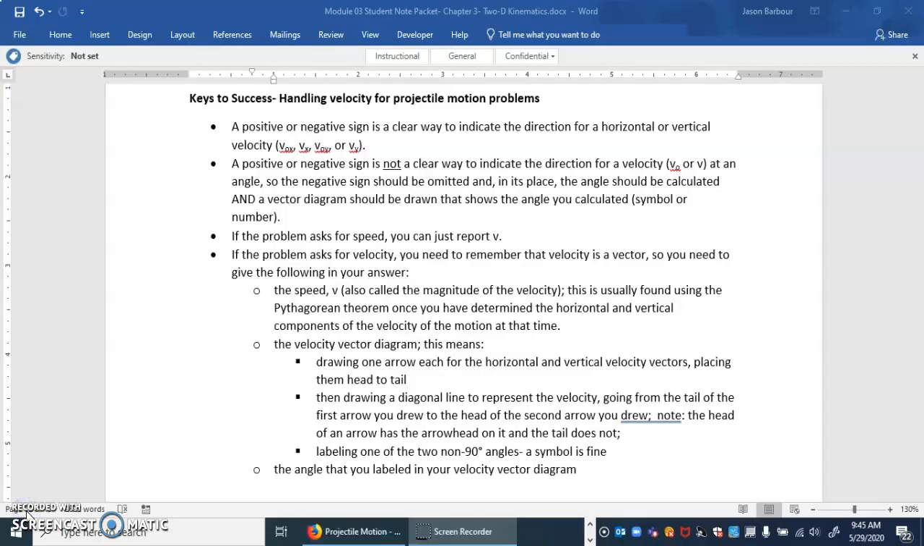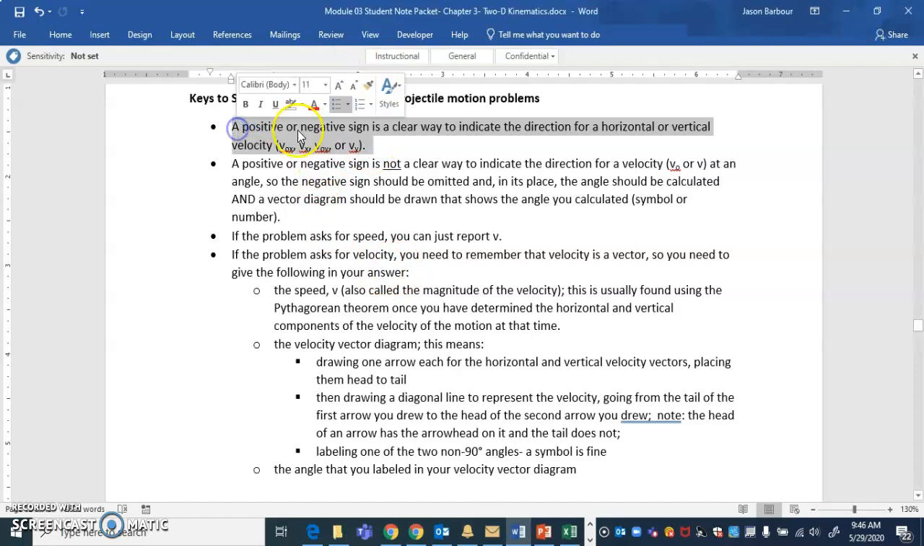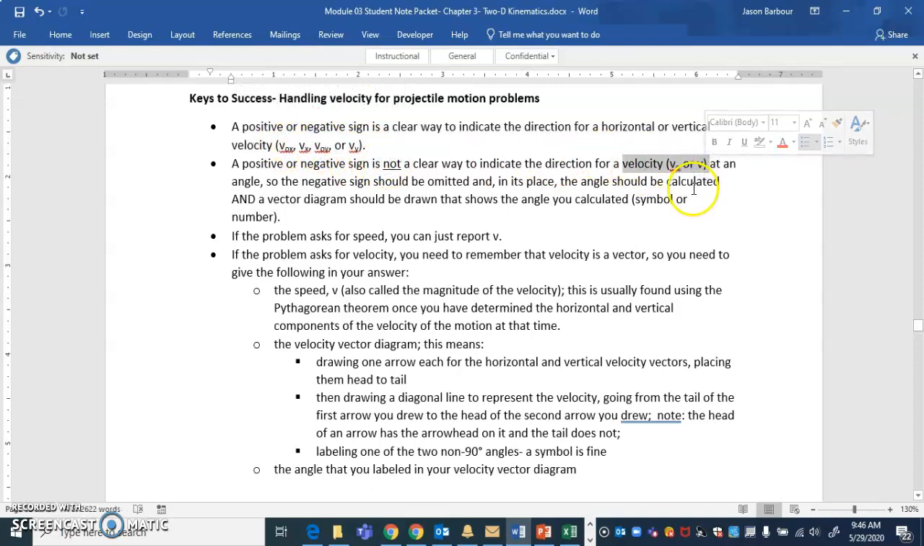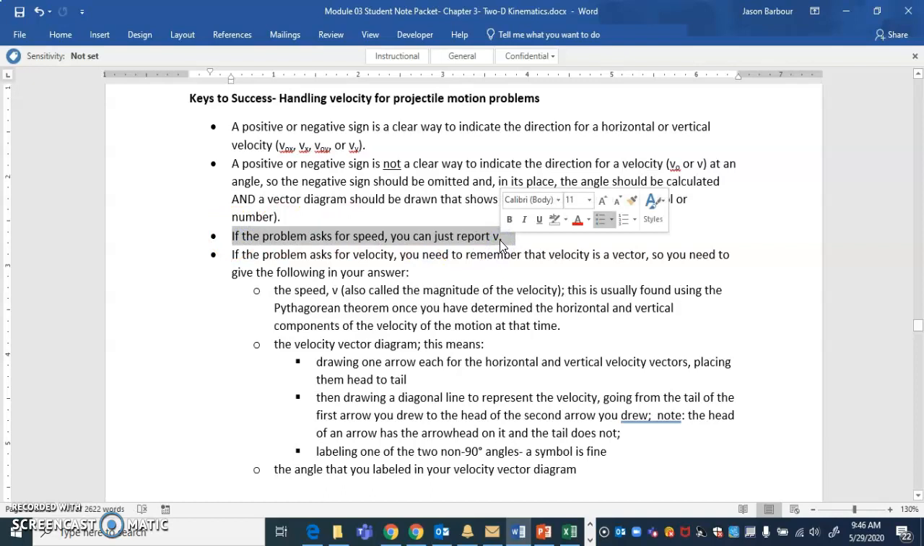Make sure you take some time to read through the next page of your packet. This is what I was just talking about. A positive or negative sign is a clear way to tell the direction for these 4 vectors, but it's not a clear way to show the direction for these vectors. So if you're asked for the speed in a problem, all you have to do is find v. Okay, v is the magnitude of the velocity.